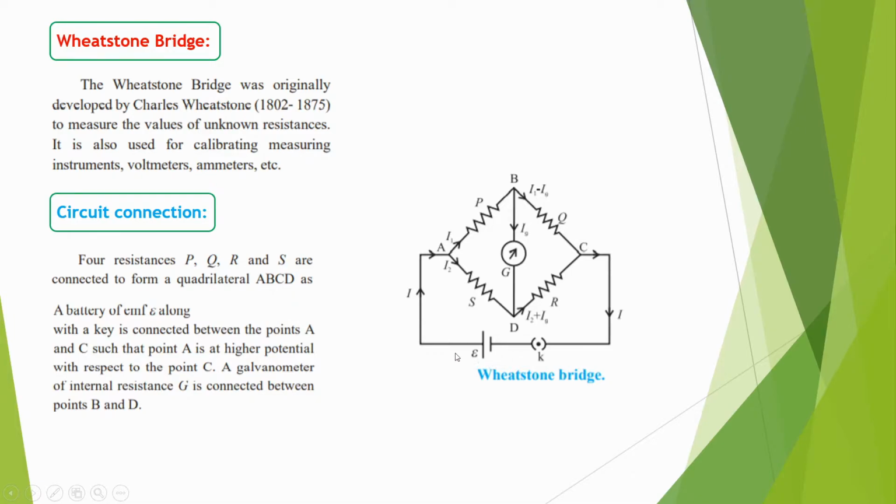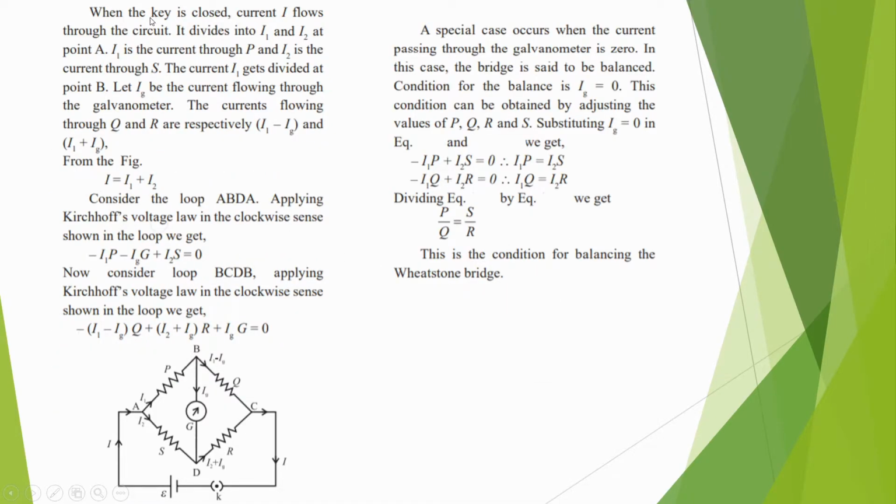The battery is connected between points A and C such that point A is at higher potential with respect to point C, and a galvanometer of internal resistance G is connected between the two points B and D. Next, this is the key. When the key is closed, the current I flows through the circuit.